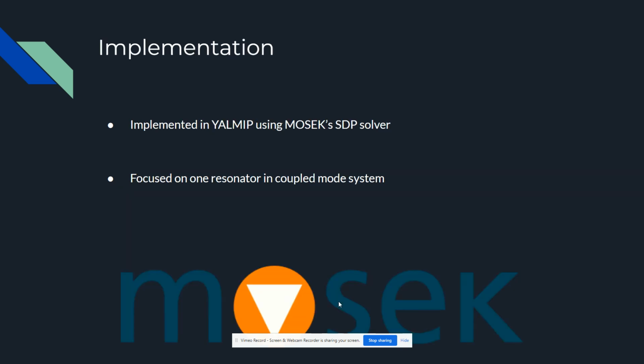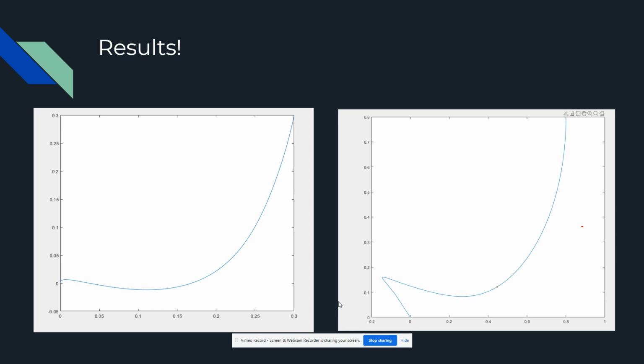Since Drake doesn't natively support LPV control, I implemented the program in YALMIP using the MOSEK semi-definite programming solver. And I focused on a single resonator in a set of coupled mode systems for visualizing the results. And we can get to the results.